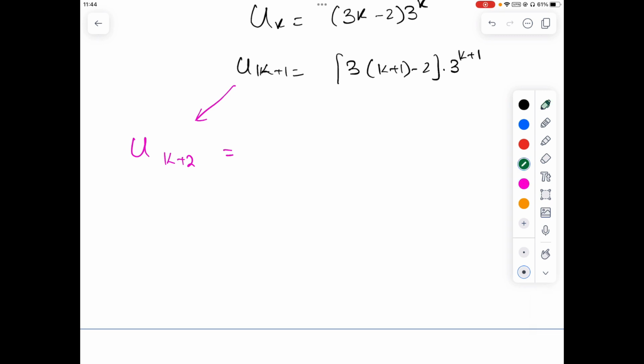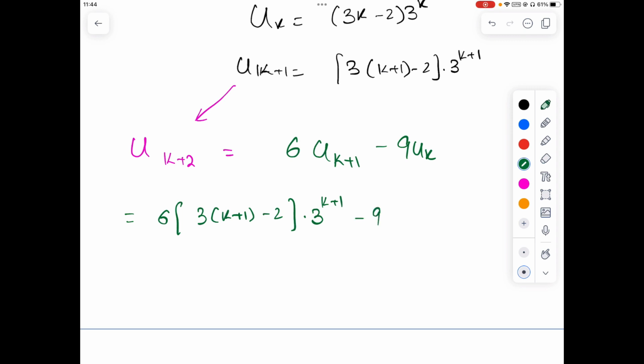Now u(k+2) from the recurrence formula. What is u(k+2) from the recurrence formula? 6 u(k+1) minus 9 u(k). So 6 u(k+1), plug in the value, 3 times k plus 1 minus 2 times 3 power k plus 1, minus 9 u(k), 3k minus 2 times 3 power k.